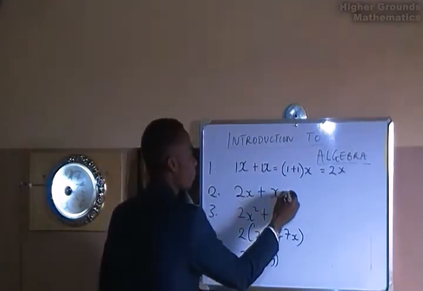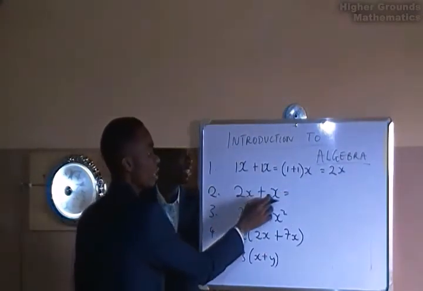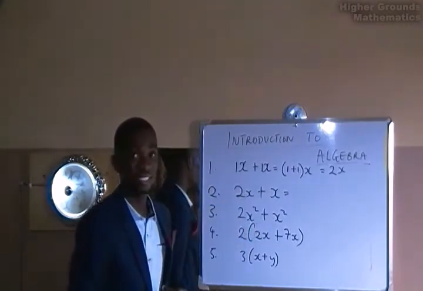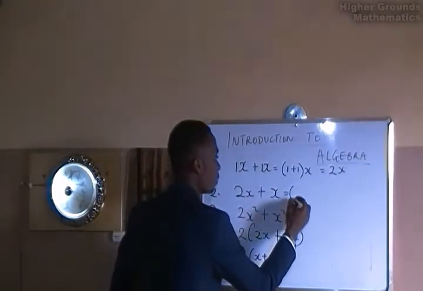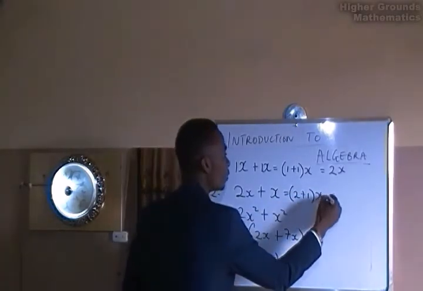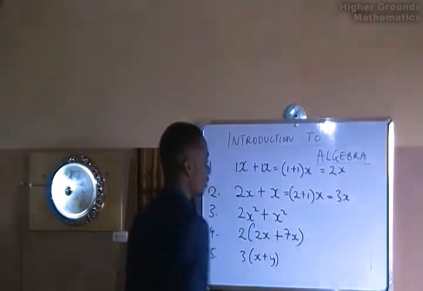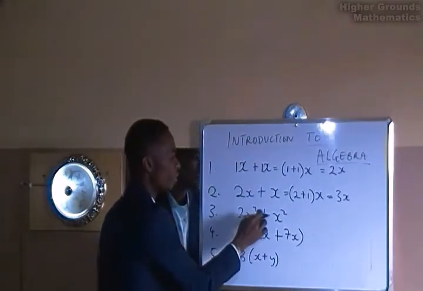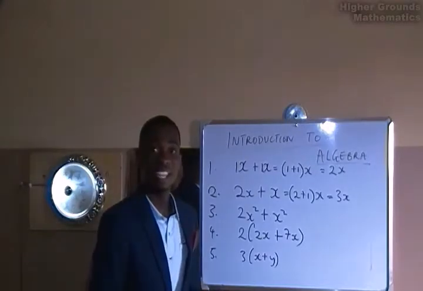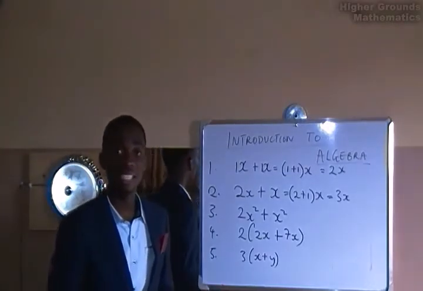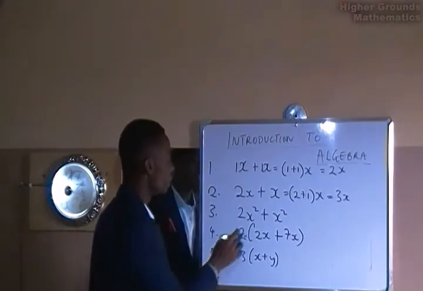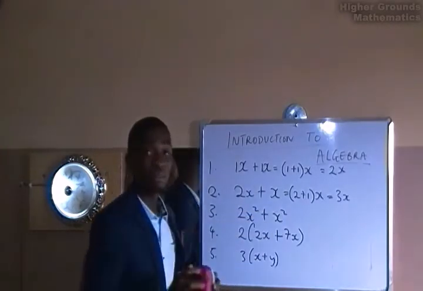So what about this? We have 2x plus x. This is basically 2x plus 1x. So now, adding up the coefficients, we have 2 plus 1, then our x. 2 plus 1 will give us 3x. Now for this, we have the exponents 2. And the exponents are the same, so we can go ahead and add. But if the exponents are different, we cannot add. If this is raised by 2 and this is raised by 3, it is impossible to add.